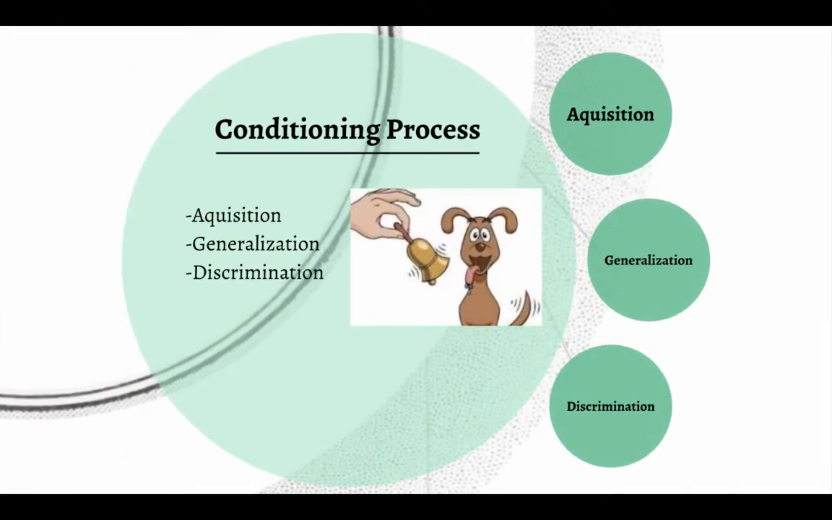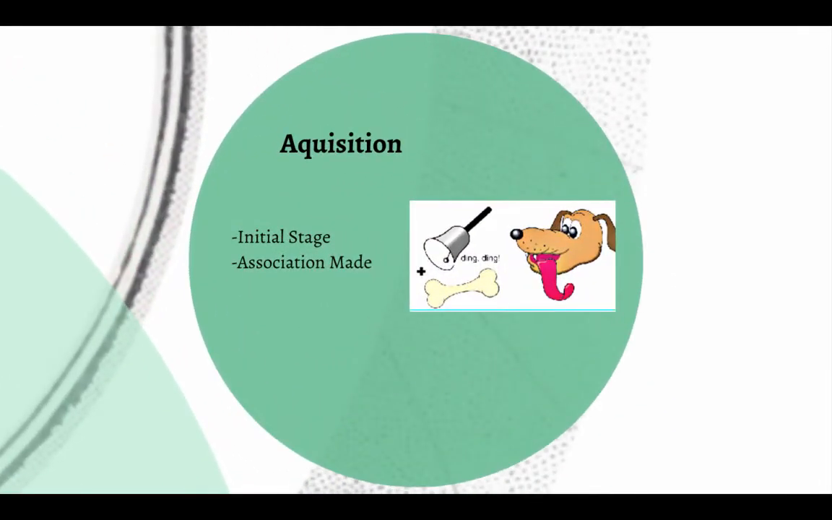The conditioning process consists of acquisition, generalization, and discrimination. Acquisition is the initial stage in classical conditioning in which an association between a neutral stimulus and an unconditioned stimulus takes place. For conditioning to occur in most cases, the neutral stimulus needs to come before the unconditioned stimulus. In other words, the tuning fork before the dog's food. The time in between the two stimuli should be about half a second.